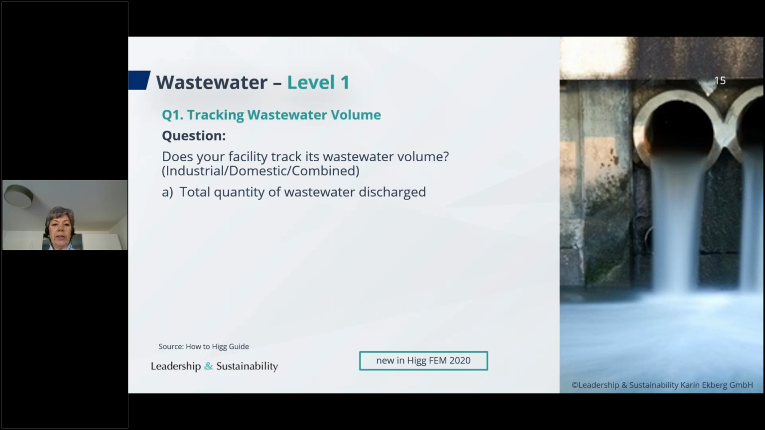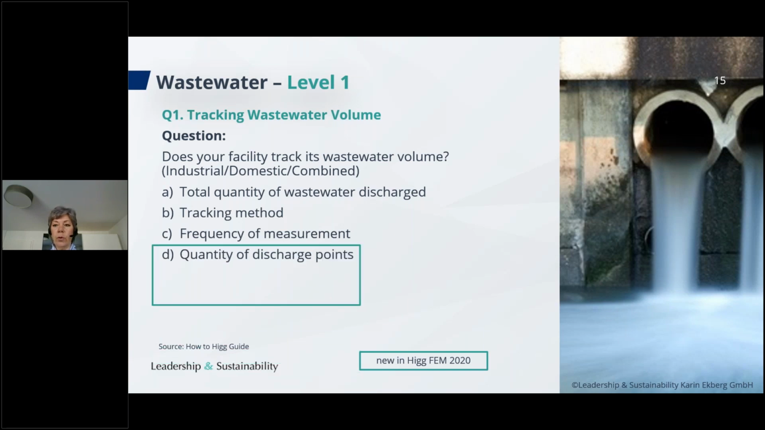And then you should indicate the total quantity of wastewater discharged, the tracking method, the frequency of the measurement, and the quantity of the discharge points, labeling, and monitoring. And as you can see, those last three sub-questions are new to the Higg FEM 2020. For those of you who are new to our webinar series, whenever we have something that is new in the Higg FEM 2020, we have marked it up with a green box.